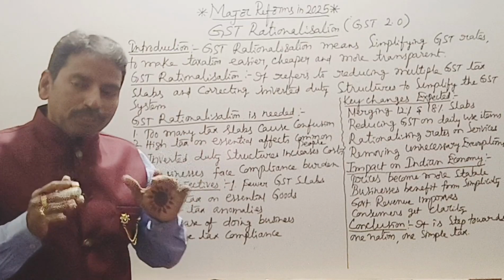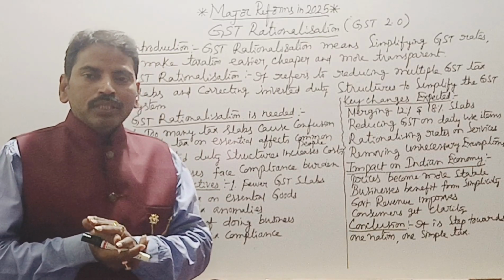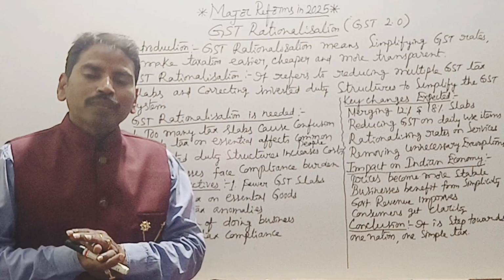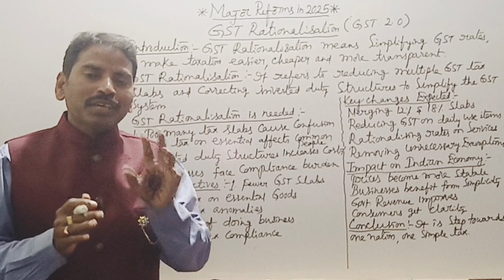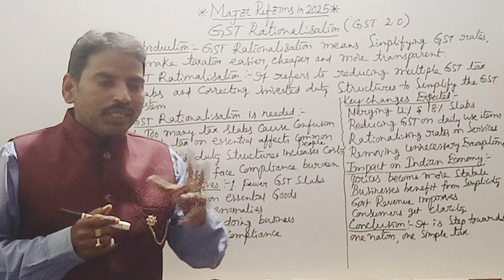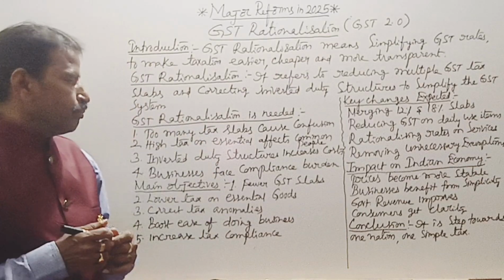Next, the third one: inverted duty structures increase cost. Inverted duty structure means 18% tax on the raw material and 12% tax on finished products or final goods. That leads to increased cost.